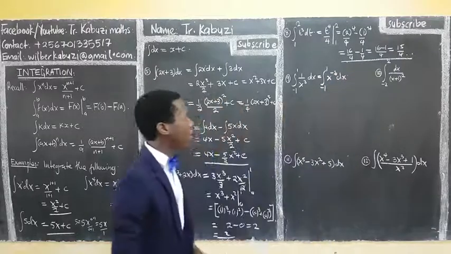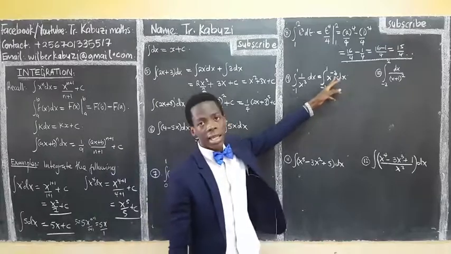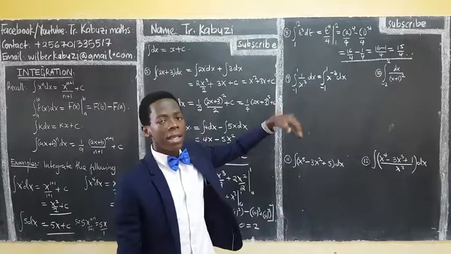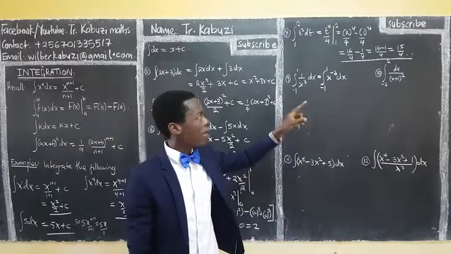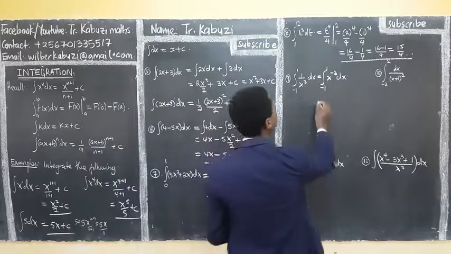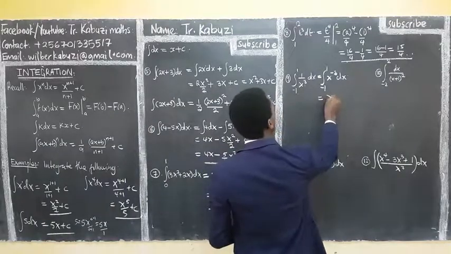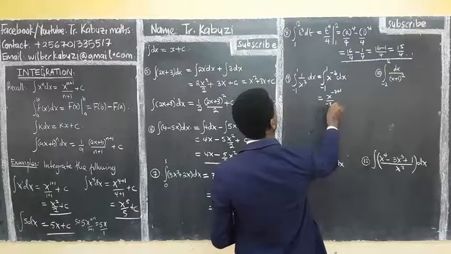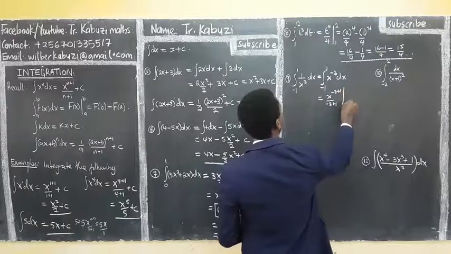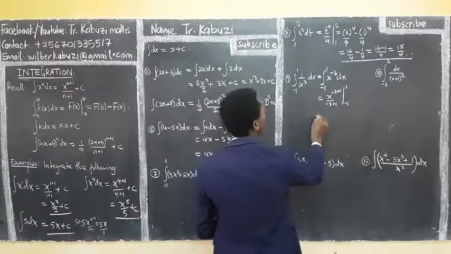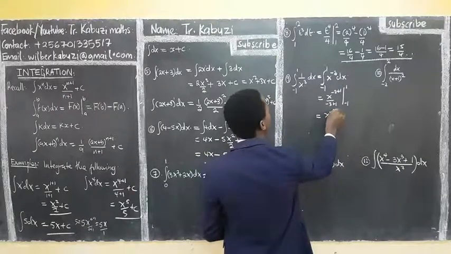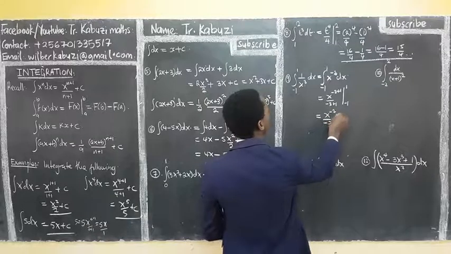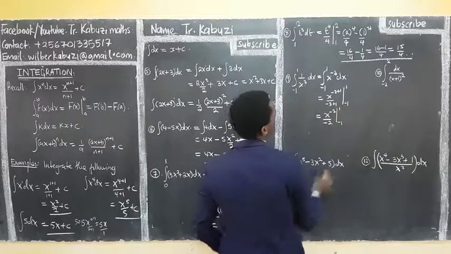So now that is the function. Now it's like our n is negative 3. Still increase the power by 1 divided by the new power. So this will be x power negative 3 plus 1 over negative 3 plus 1, with the limits from negative 1 to 1. And this will be x power negative 2 over negative 2 from negative 1 to 1.